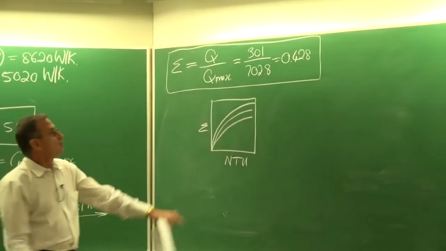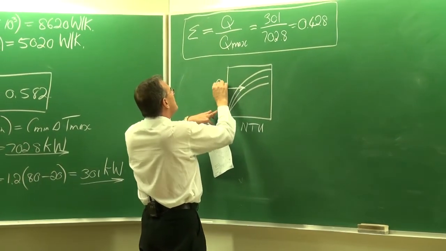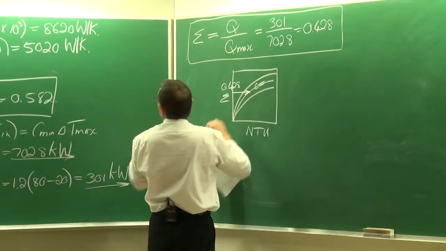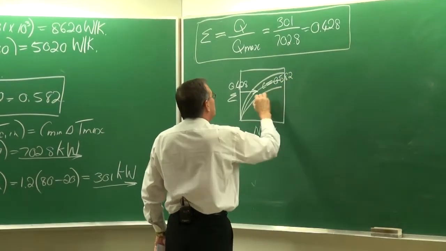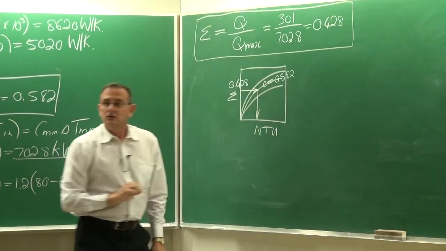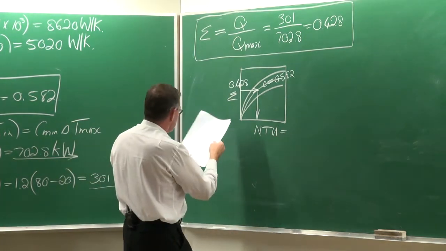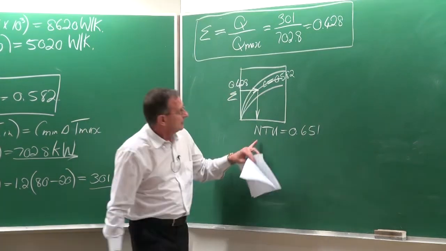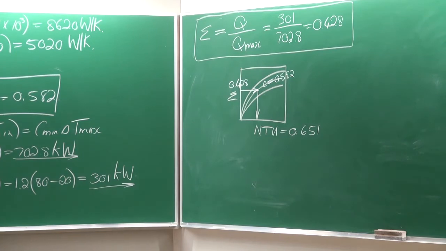Now in our case we've got the effectiveness, which is 0.428. We need to get that line where C is equal to 0.582. Of course you cannot get it very accurately from the curve, but from it you can get the NTUs, which is equal to 0.651. Obviously getting a value of 0.651, you're only going to get that if you do the calculations.